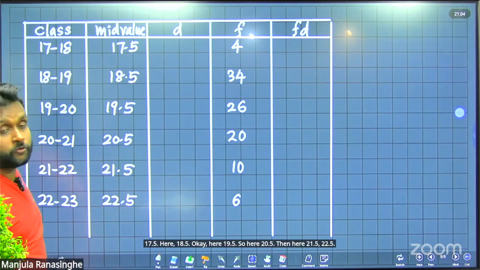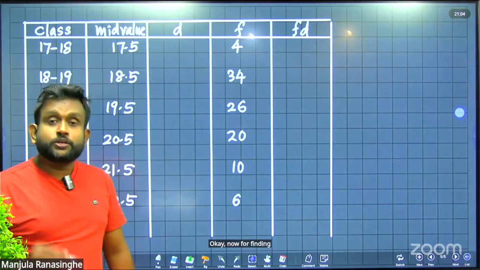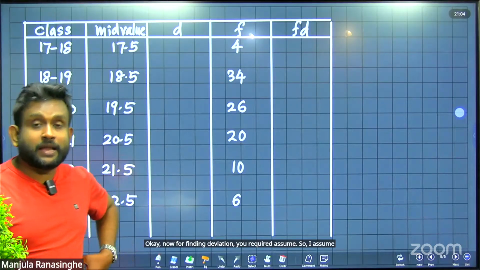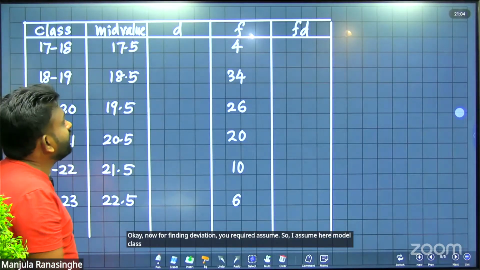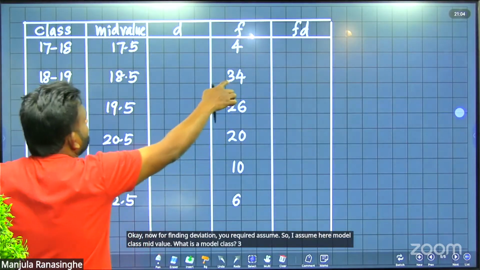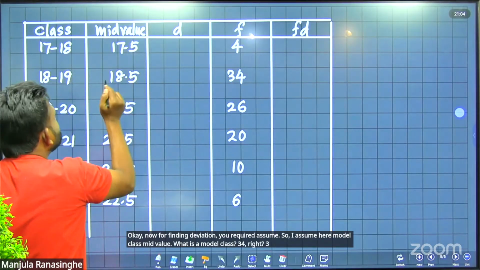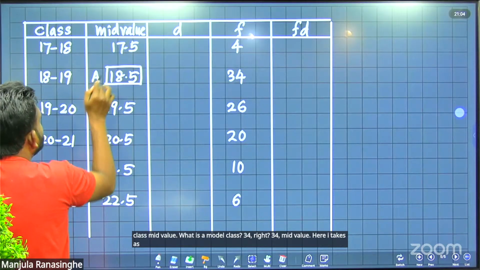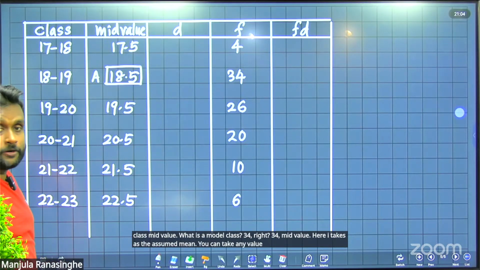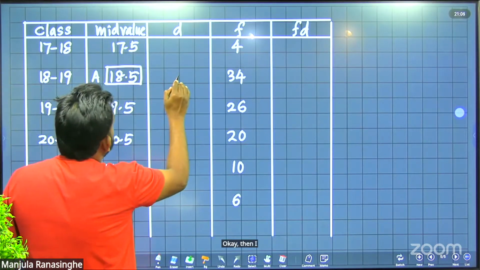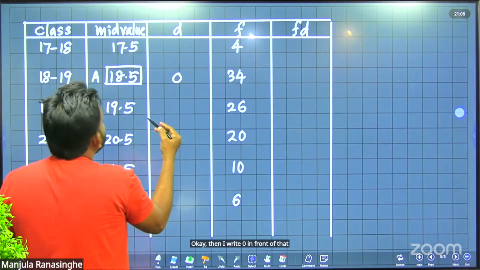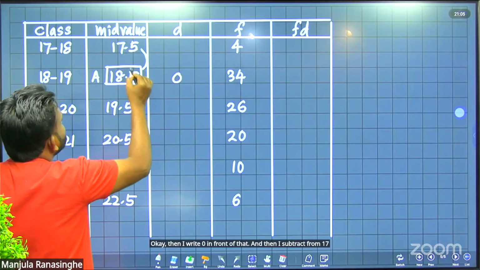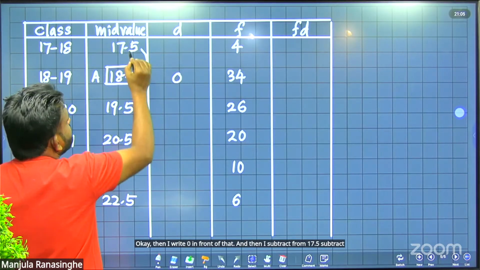Okay, now for finding deviation, you require an assumed mean. So I assume the modal class mid value. What is the modal class? 34, right? 34 mid value. Here I take it as the assumed mean. You can take any value. Then I write 0 in front of that, and then I subtract this assumed mean from 17.5.